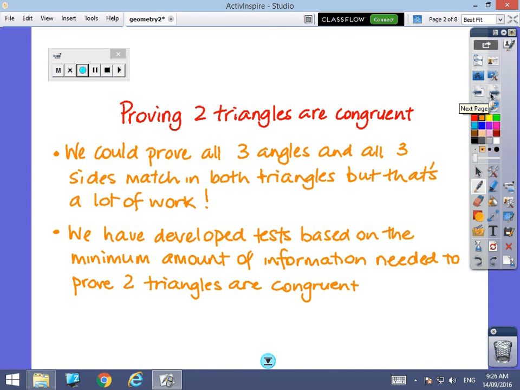Now we want to look at how we prove two triangles are congruent, and that's what we spend a lot of our time doing, proving triangles are congruent. We could prove all three angles and all three sides match in both triangles, but that sounds like a lot of work. So what we've done is develop tests based on the smallest amount of information we need to prove two triangles are congruent. You don't really need to write that down. That's just explaining what we're going to look at on the next slide.